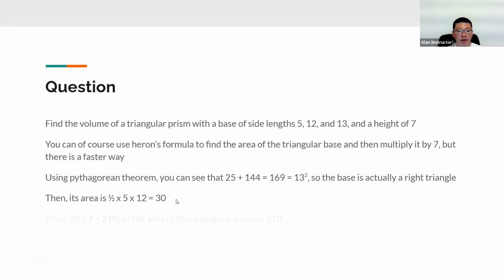And then, if you multiply the area of the base by the height, you get the volume of the triangular prism, which is 210. And so those of you that got 210, congratulations, I guess.